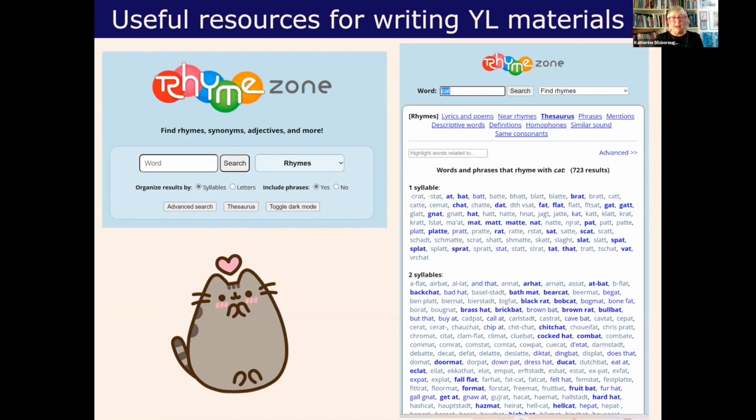So this first resource here is Rhyme Zone. We write a lot of rhymes when we write materials, especially for younger learners. That might be a song, it might be a chant or a little rhyme, etc. And even though we might be able to come up with a simple rhyme ourselves, this is a great resource. So you just put the word in here, we put cat, and then it'll throw up all the words with 1 syllable, 2 syllables, etc. So this is something that I use almost on a daily basis.